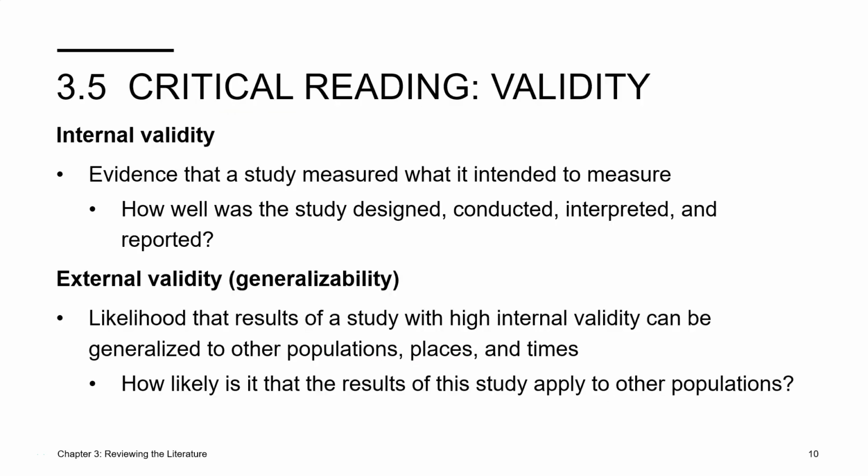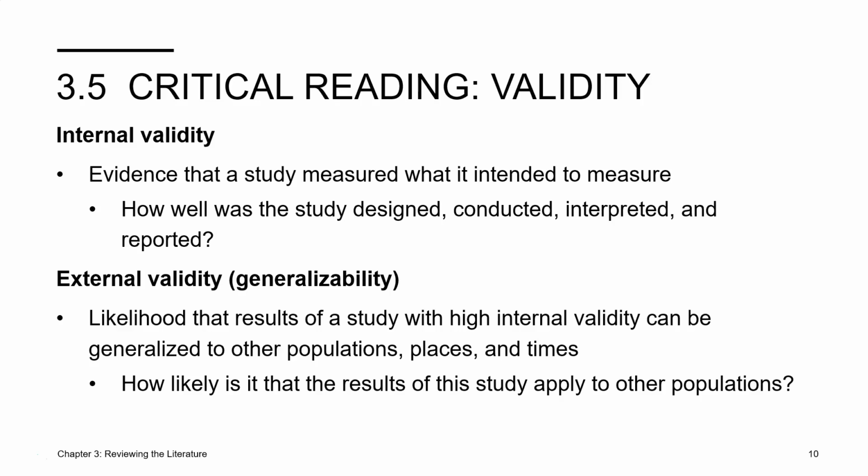So then Jacobsen also goes over looking at validity when doing critical reading. There are two different types of validity to make sure you consider: internal validity and external validity. Internal validity is the evidence that a study measured what it's intended to measure. So this is the design, how the study was conducted, how the results were interpreted, and how they were reported. So if you have a sample of students, how well that study was conducted to represent those students.